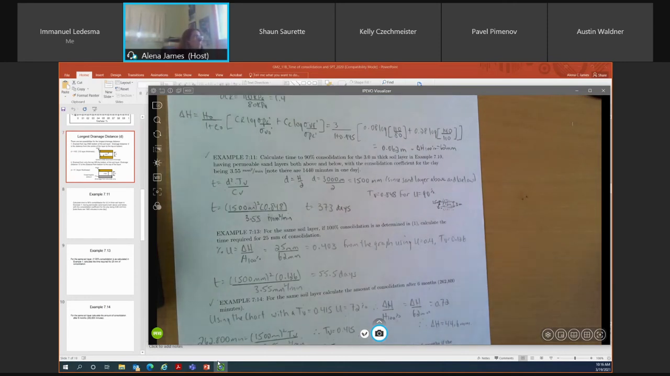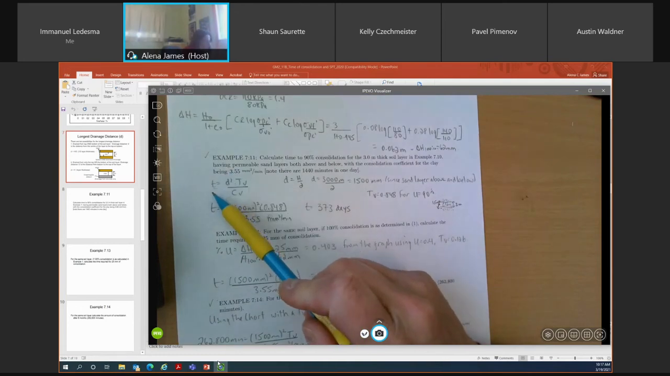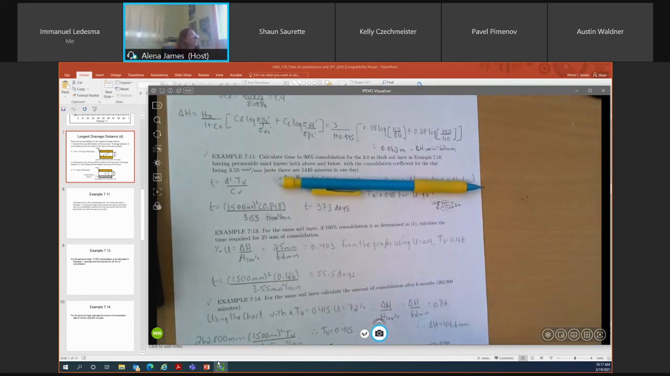So it had permeable sand layers above and below, with the consolidation coefficient for the clay being 3.55 millimeters squared per minute. That would have been calculated from a consolidation test. And then it says, note, there are 1,440 minutes in one day. So what information can you garner from this question? Well, you know you want to calculate the amount of time it takes for 90% consolidation to occur. If we look at the first parameter of the equation, it's our D value. D can be represented in two ways. What do you guys believe the D value would be in this situation if the clay layer has sand above and below it?